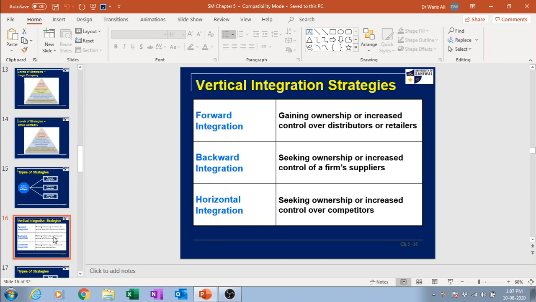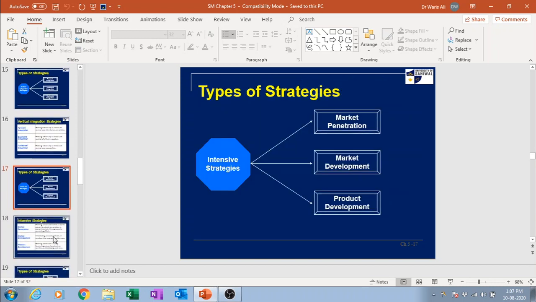And if you acquire, for example, you were having stitching units, and you acquire another stitching unit, you acquire your competitor's stitching unit, it means now you have two stitching units. So that is horizontal integration. So we can have backward integration, forward integration, and we can have horizontal integration. So these are the types of integrations.